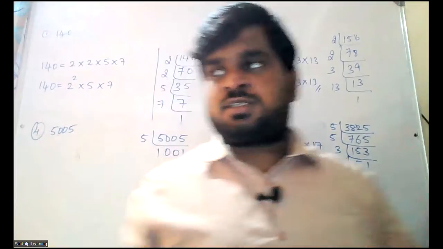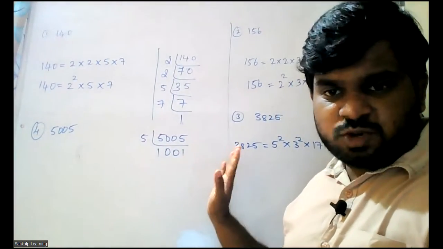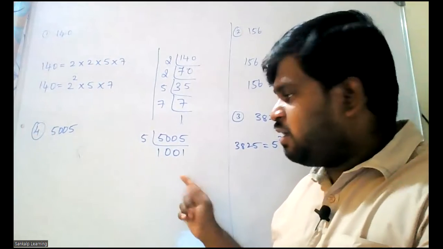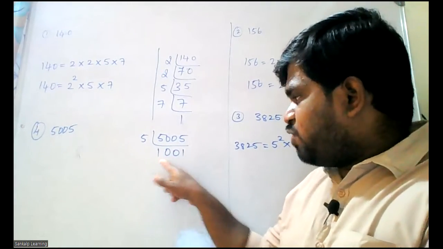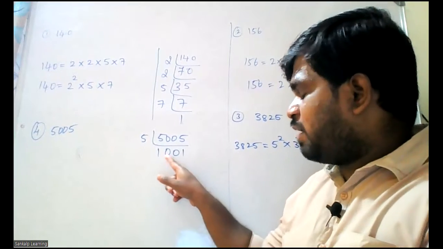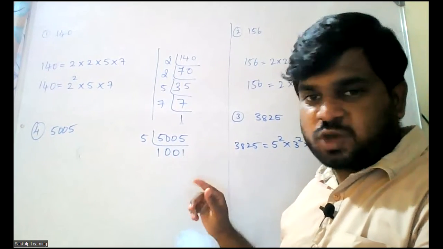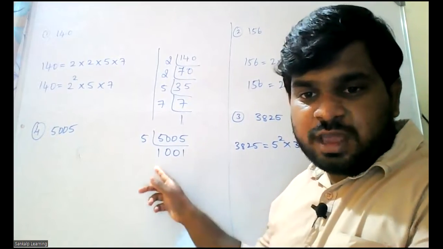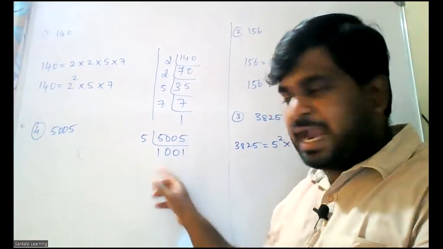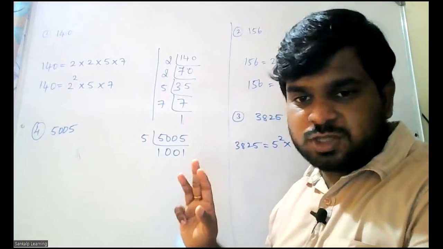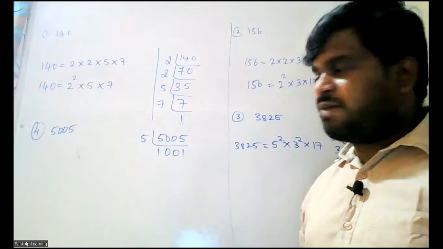Now this, is it divisible by 2? No, because the last digit is not even, so it is not divisible by 2. By 3, let's add 1 plus 0, 0, 1. If you add all the digits, you get 2. I'm sorry, I said 1, it is 2 actually. And this 2 is not divisible by 3. Therefore, the entire number is not divisible by 3. 2 is not possible, 3 is not possible, 5 is not possible. The next prime number is 7.